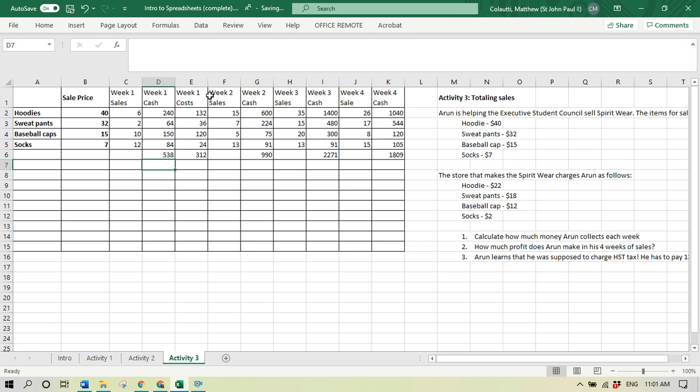You get a sense that his week 1 profit is this number, how much money he collected, minus this number. So he made $226 in week 1.